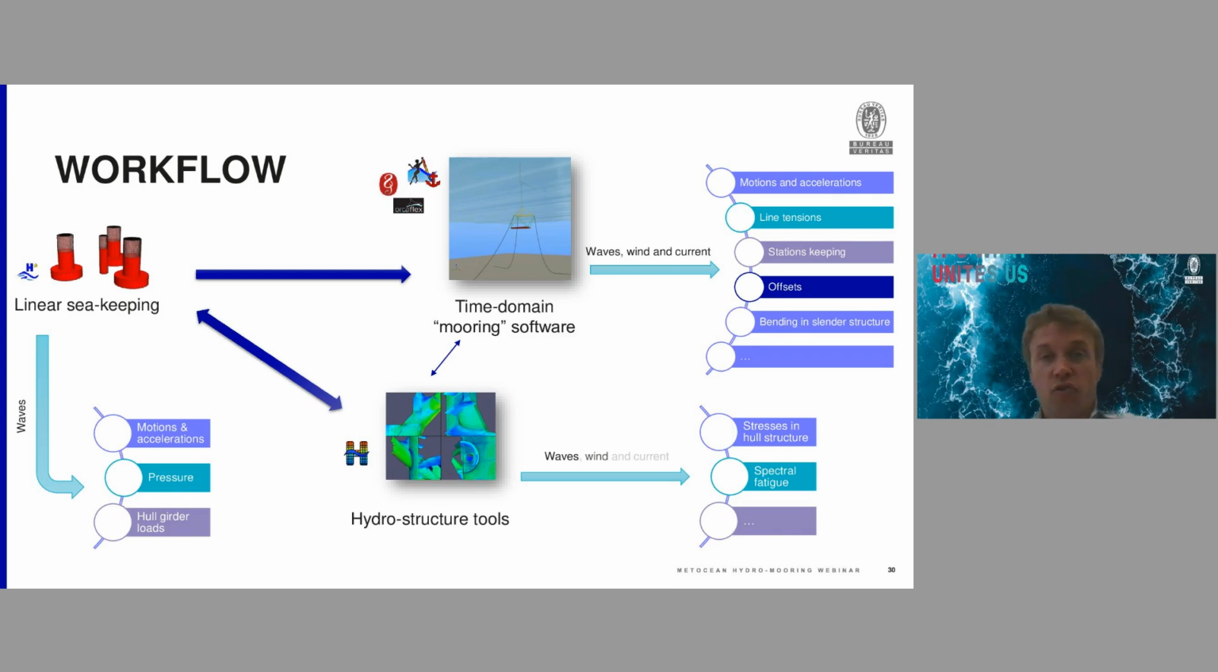And then if you want to account for waves, wind, and currents, and if you are interested in getting line tension or to study the station keeping, you will need to use a time domain mooring software such as Opera and Ariane. And then if the wind and waves have an effect on the structure, there is a need to use both mooring with hydrostructural groups.